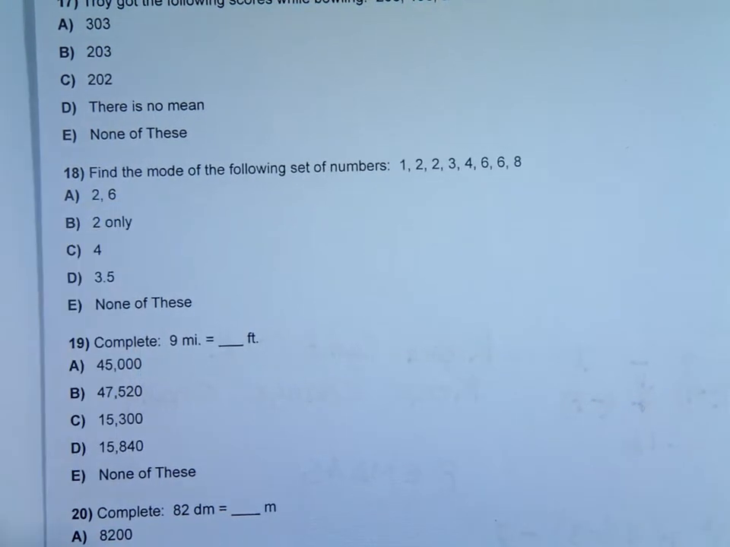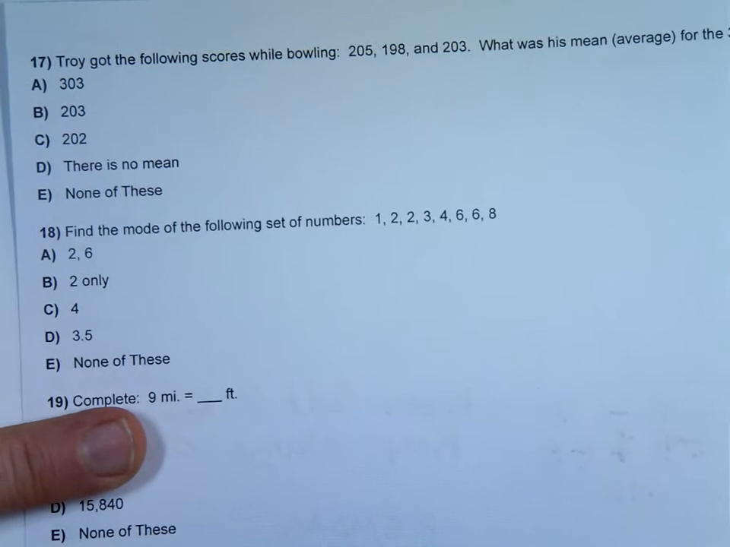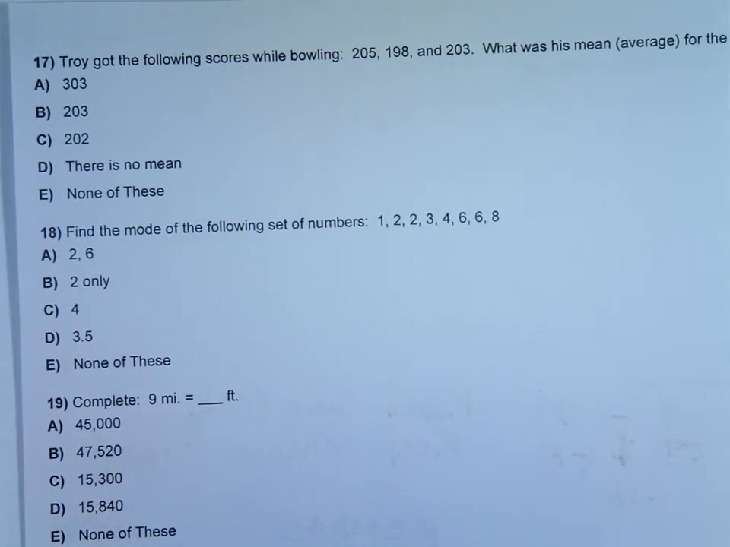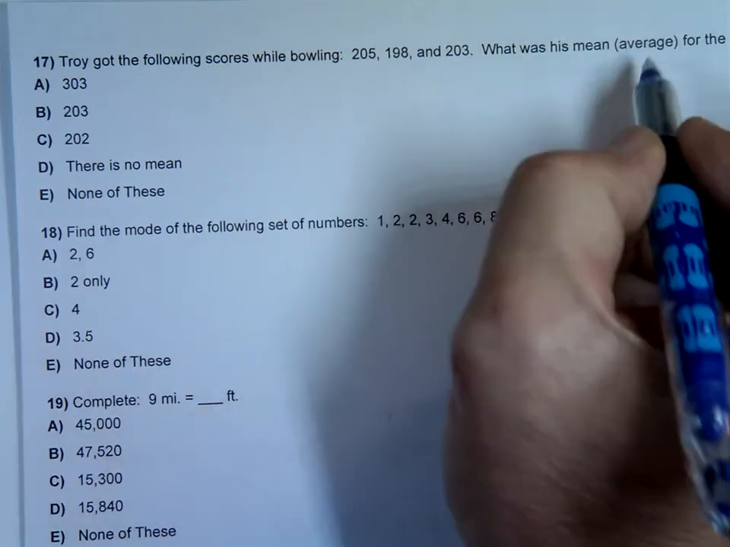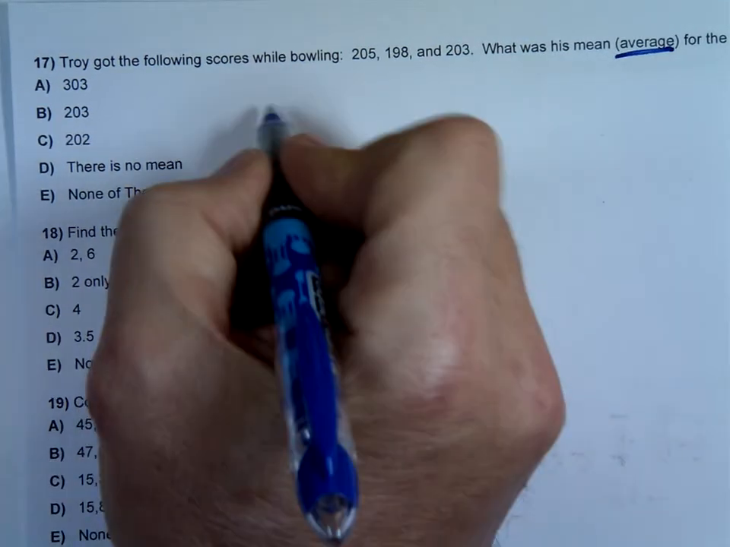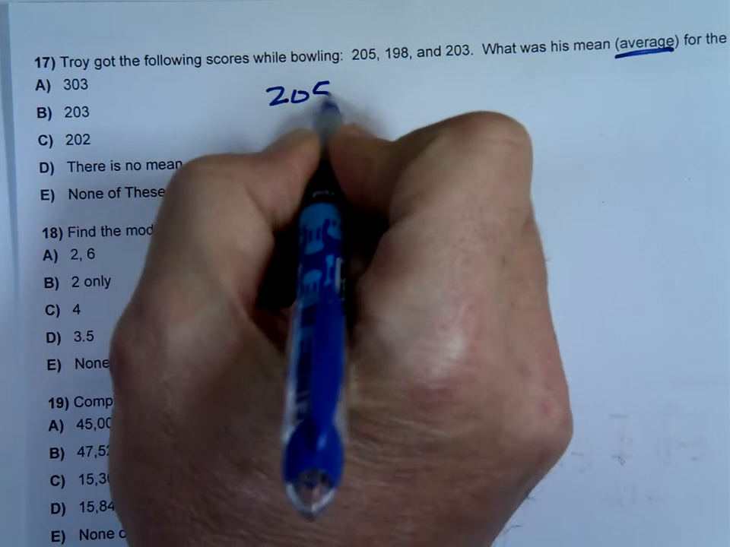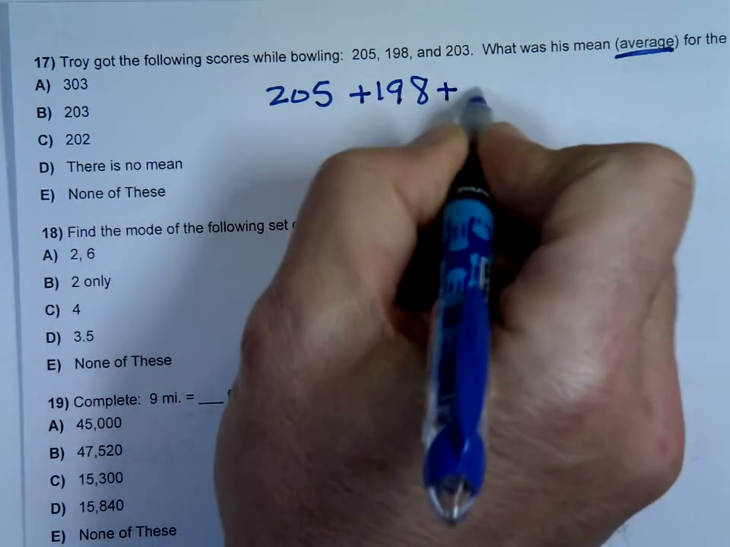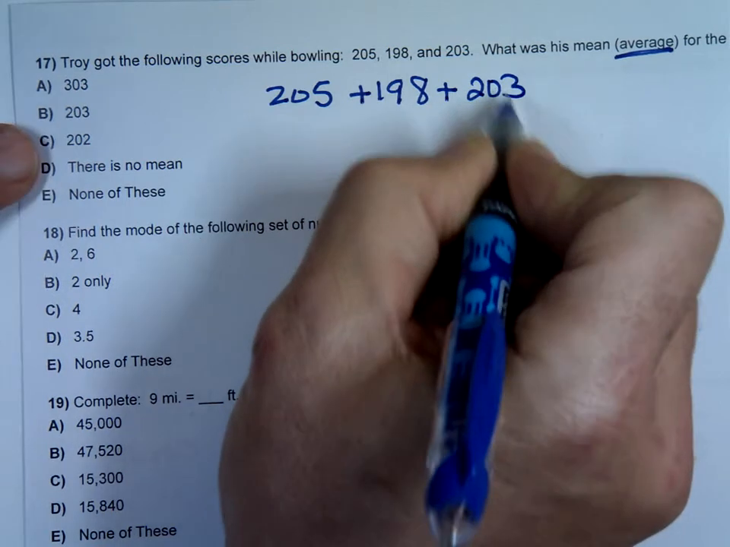Here we go. Tony got the following scores while bowling: 205, 198, 203. What was his average? How do you find the average? Add them all and divide by however many there are. Yep, add them all, and you divide by what? By 3, in this case.